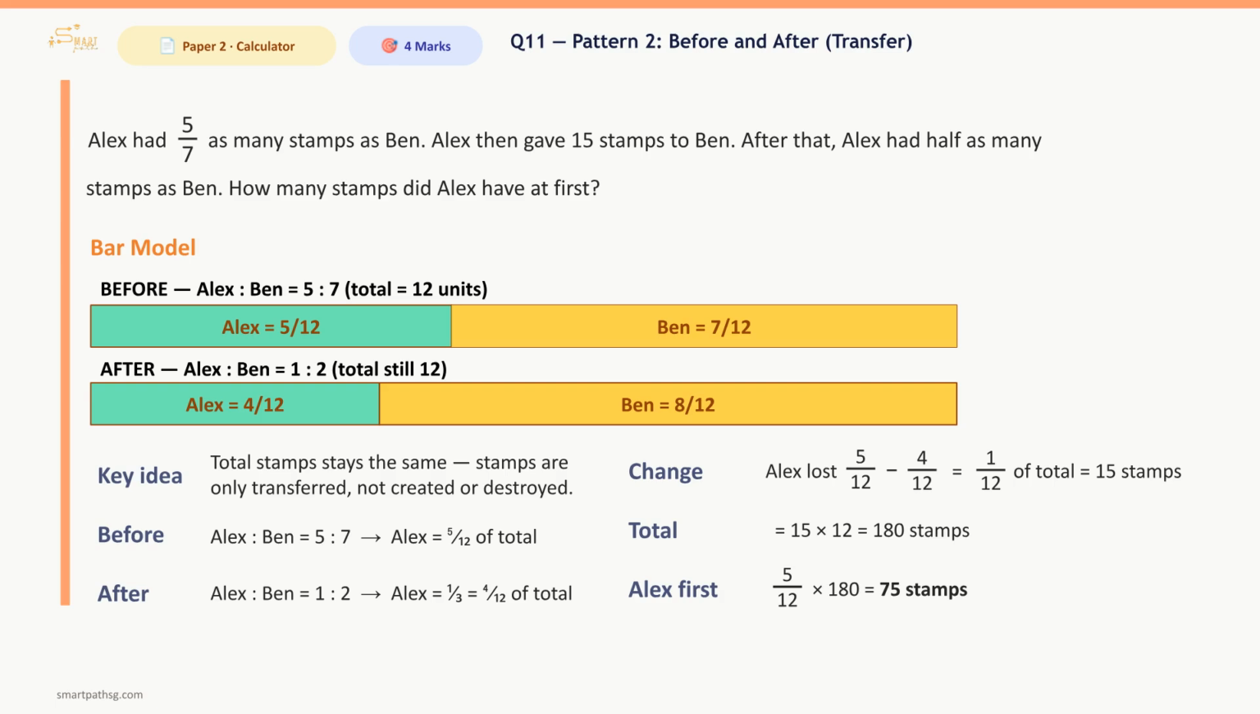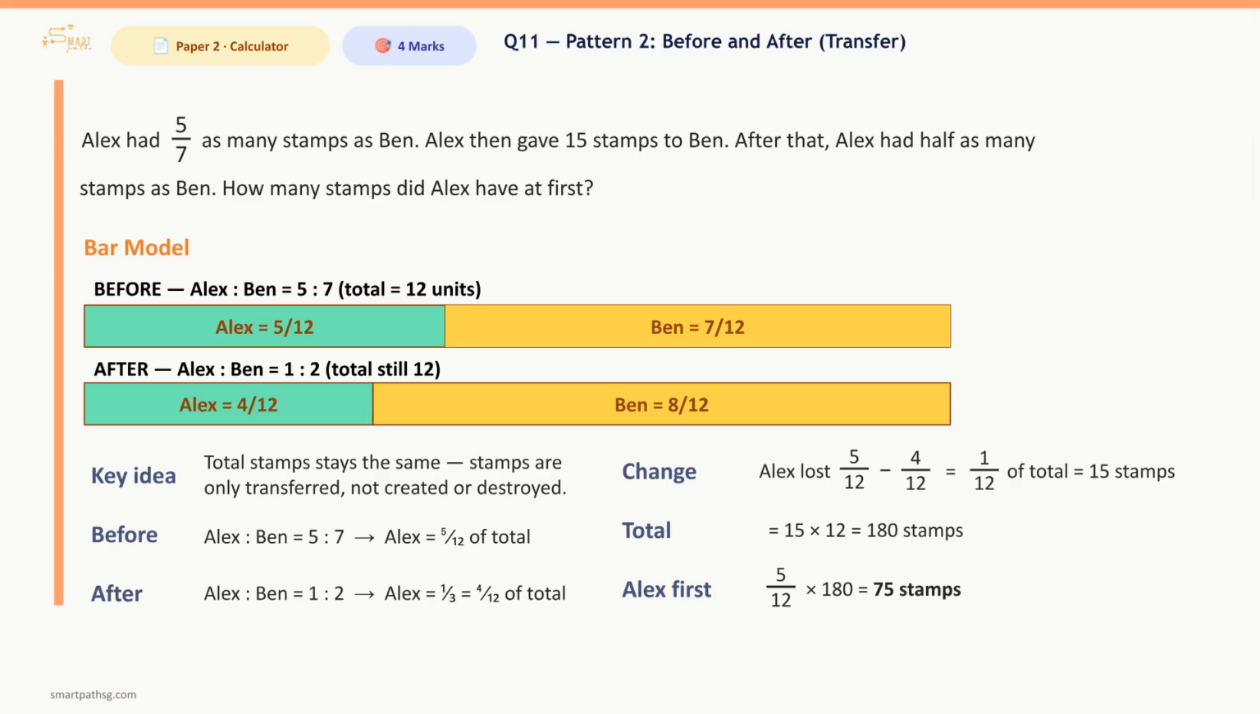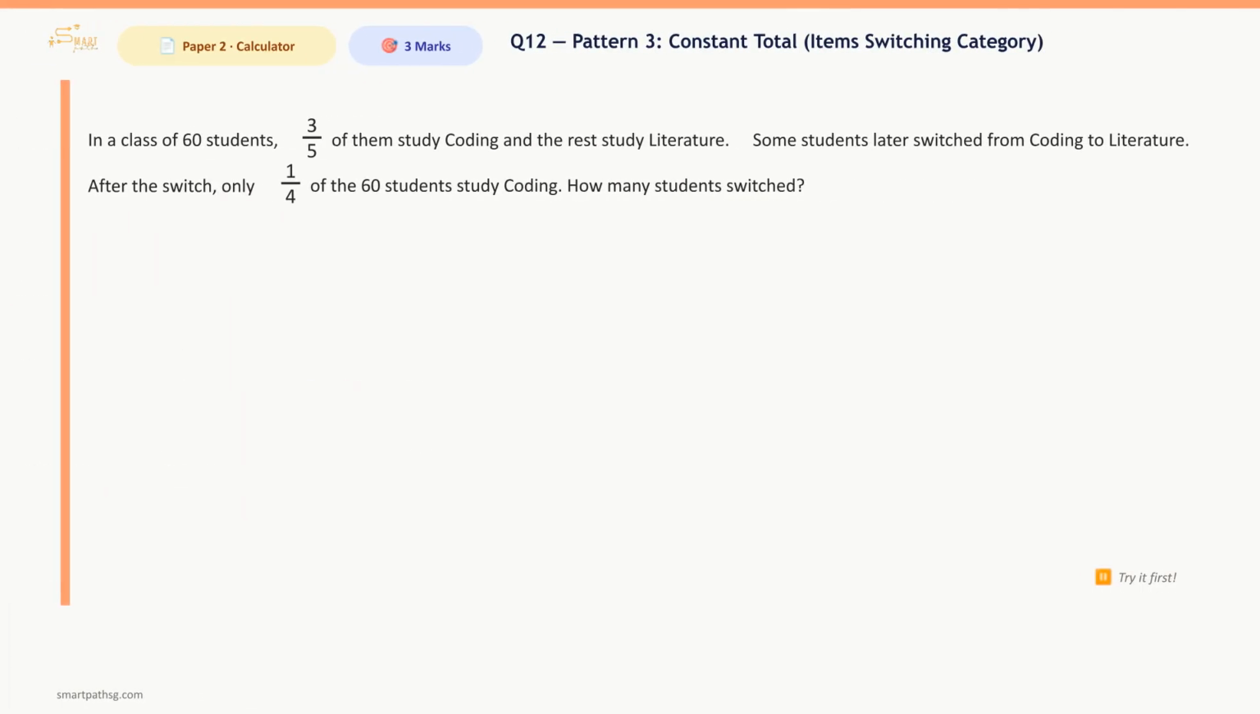Remember this rule. When you see a transfer between 2 people, the combined total is constant, so express before and after amounts as fractions of this constant total. The difference between the before and after fractions must equal the amount that was transferred. Pattern 3 is the constant total, where items switch categories.